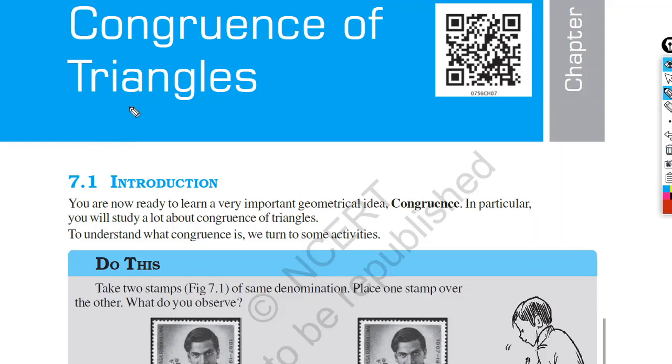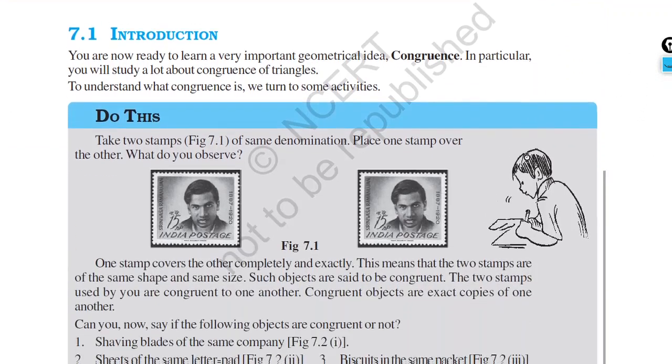So today we are going to learn about congruency of triangle. Before going to triangles, we'll first learn what is congruency. Before going to congruency, we'll also see some examples.